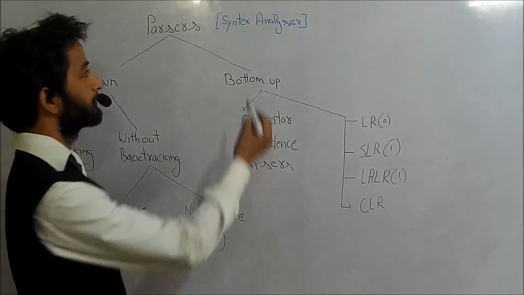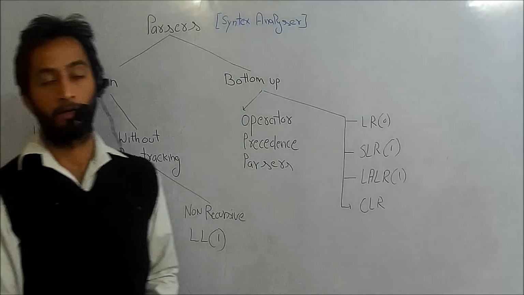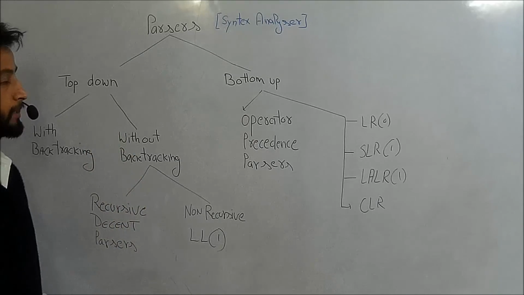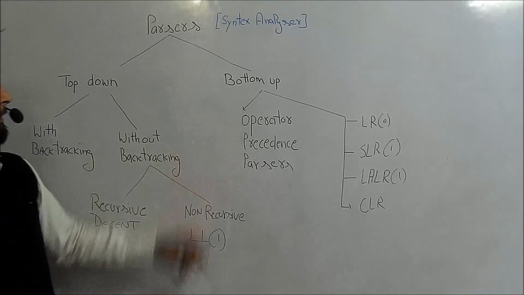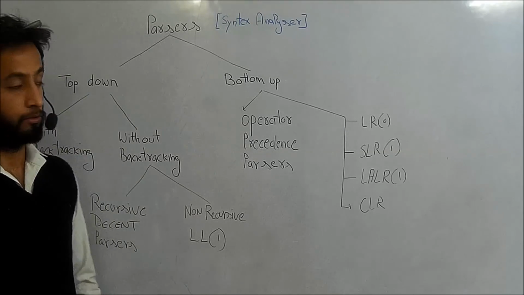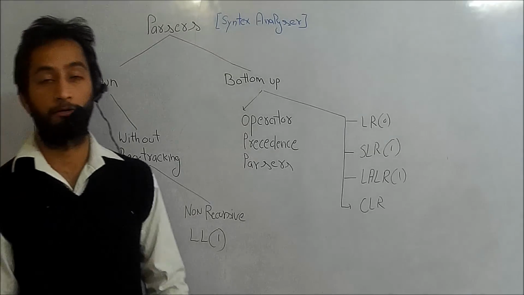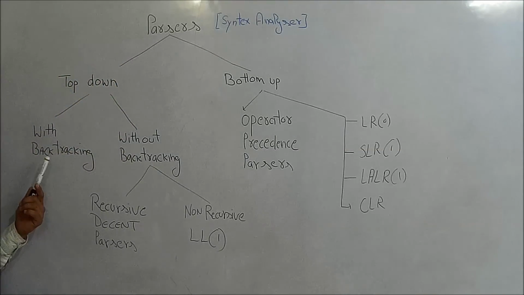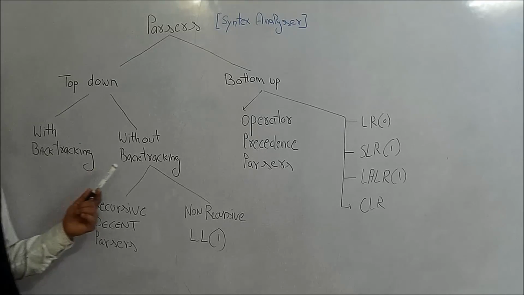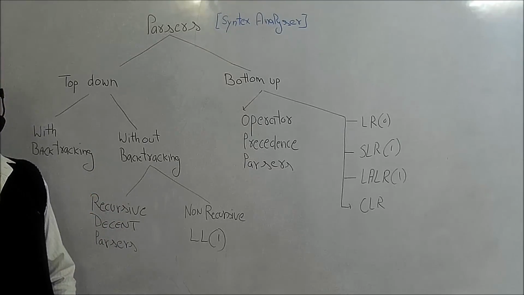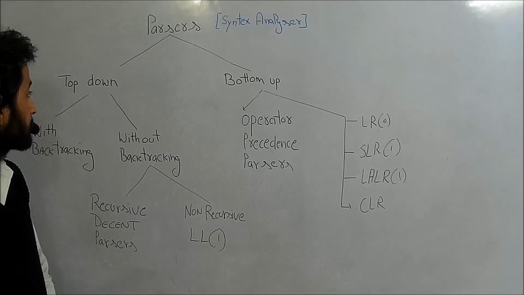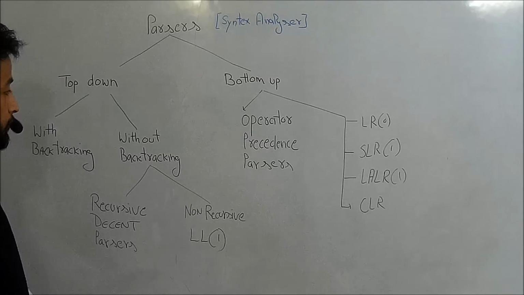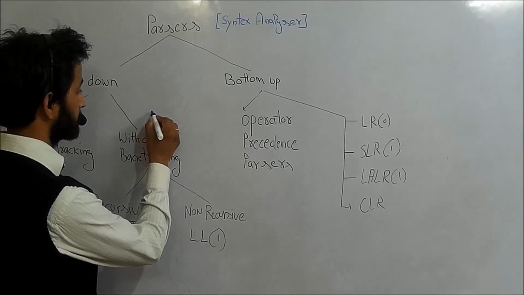Parsers are nothing but syntax analyzers. And the parsers are classified into two types. The first one is top-down parser and the second one is bottom-up parser. These top-down parsers are further classified into two categories: one is parser with backtracking and the second one is parser without backtracking. In case of parser without backtracking, a grammar should not have a left recursion.